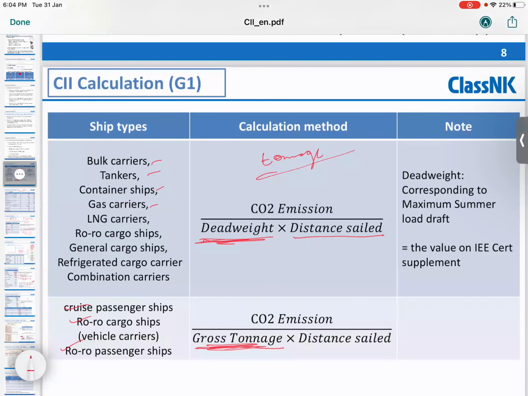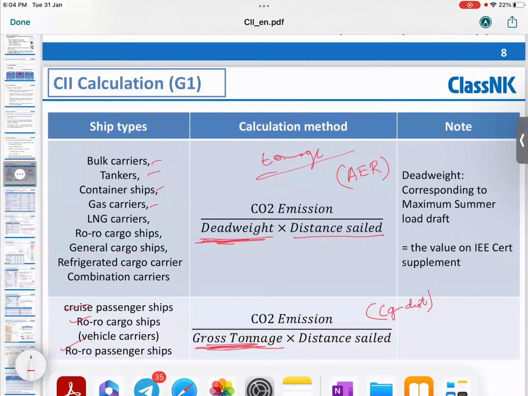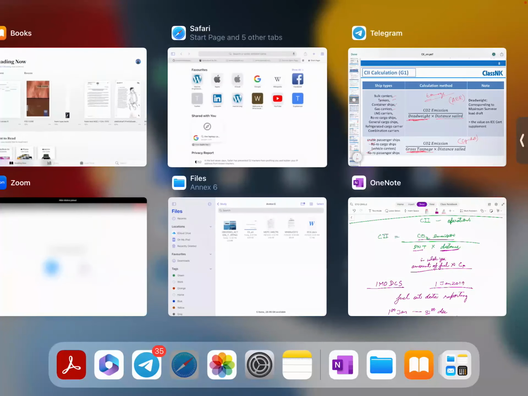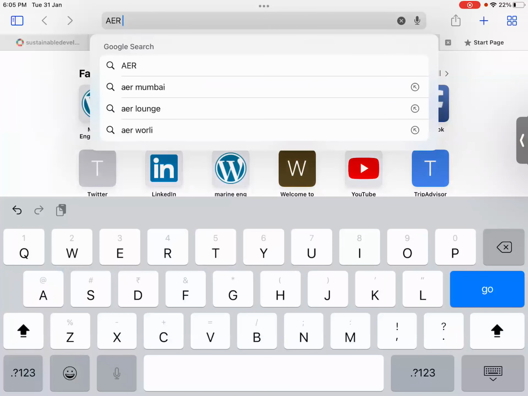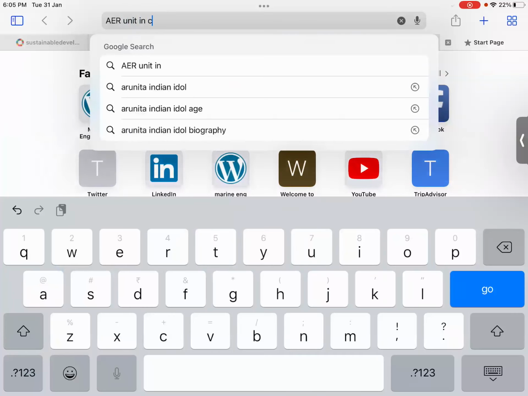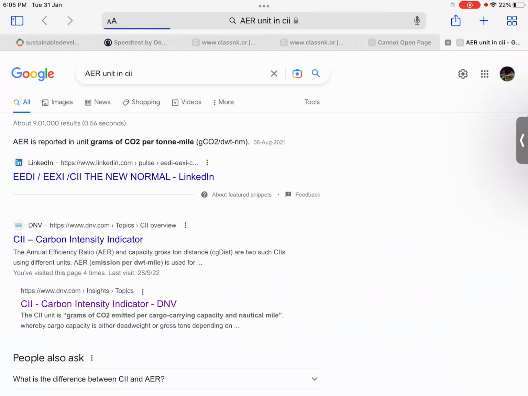And for these units, the unit is also called annual efficiency ratio (AER), and this is called cargo distance, something like that. I'll just check that and let you know, right? Yes, annual efficiency ratio and capacity gross ton distance are two units, right?